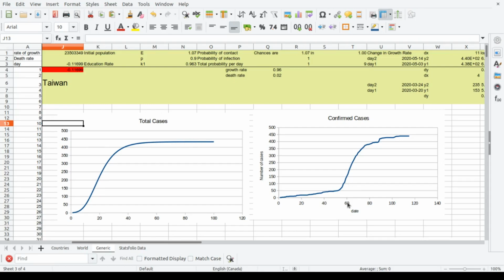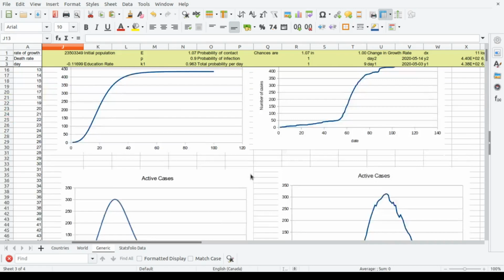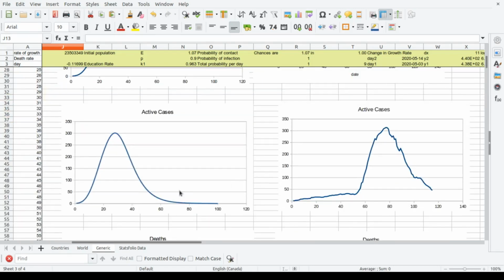It's less than 450, but this started taking off in about 60 days. This is way back in about 20 days. So the timing is off because I need to offset this because of the very, very long beginning that we had in Taiwan. So keeping that in mind, we then have this typical looking graph.